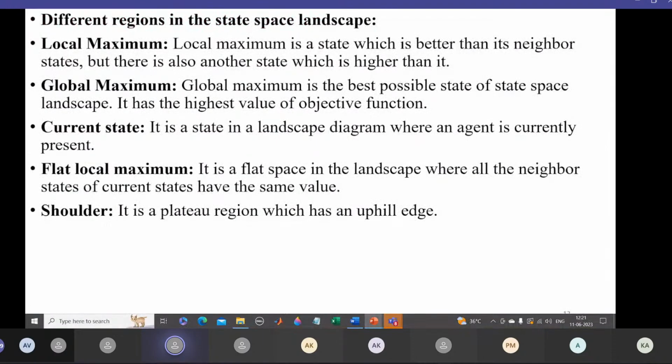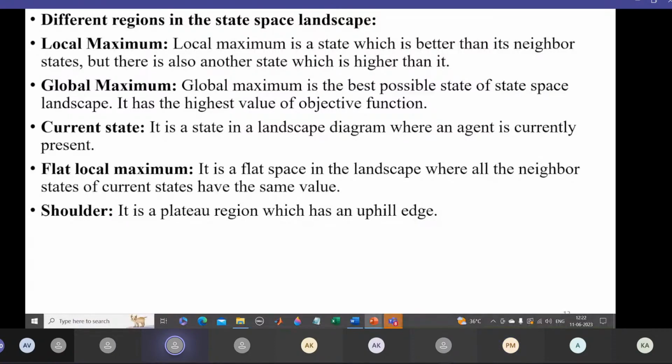There are different regions in the state space landscape. One is local maximum, global maximum, current state, flat local maximum, and shoulder. So what is the local maximum? So it is better than its neighbor state, but there is also another state which is higher than it. That is your local. Local na ipo ana change agum, right? And global maximum is the best possible state of the state space, and it has got the highest value of your objective function. Current state na, it is a state in the landscape where an agent is currently present.